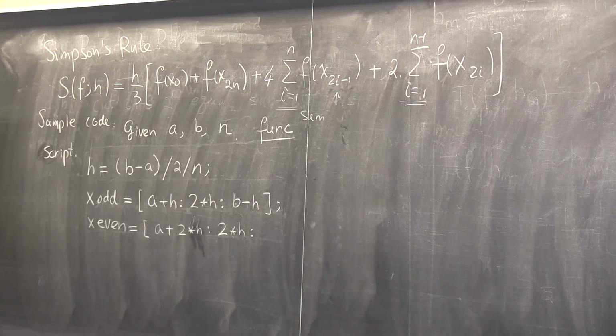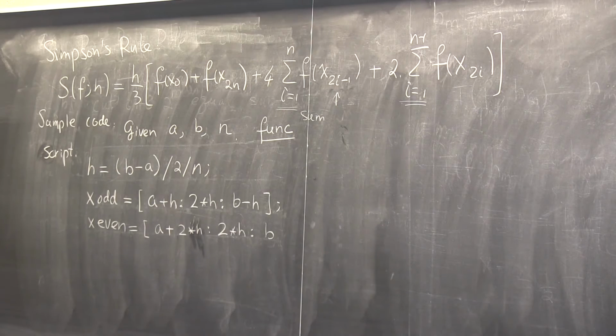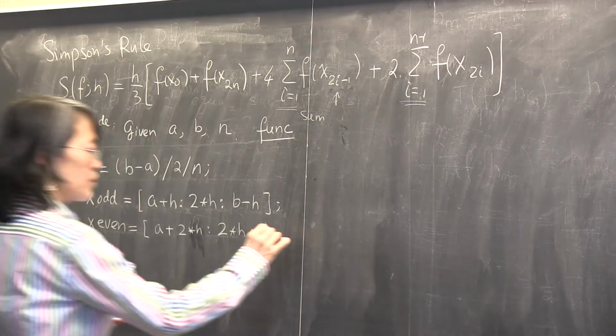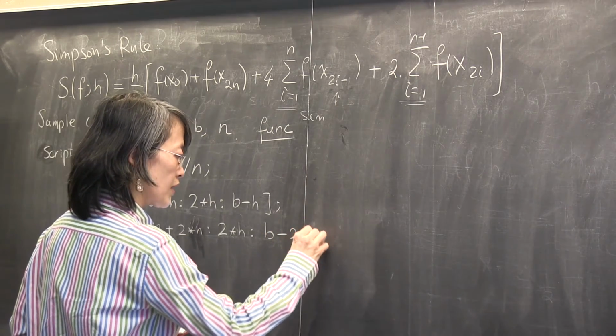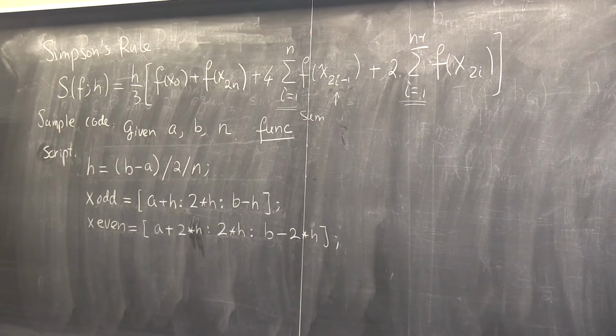And when should it be ending? It's not b, right? B is the boundary, so it's 2h away from b, smaller, right? Minus 2 times h. Is that clear? That's the vector containing all the even inner indices of x. Okay? Now you can write out your s.